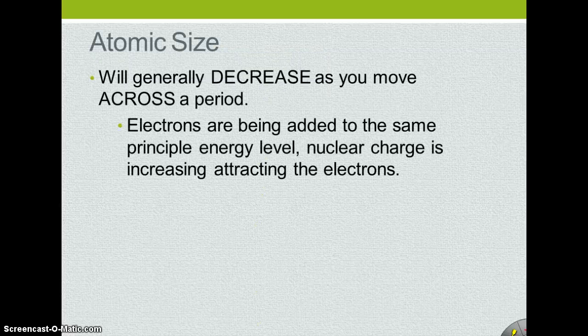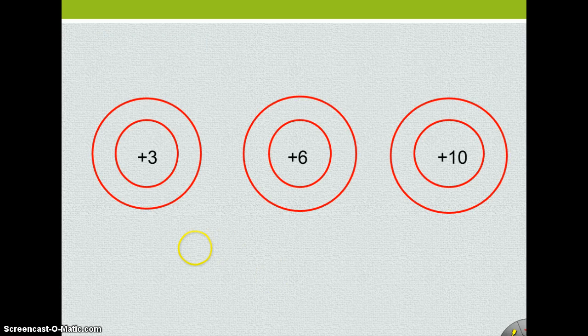Atomic size will generally decrease as you move across a period. That's because we're adding more electrons to the same principal energy level. The nuclear charge is increasing, so it's attracting those electrons. Your nuclear charge is positive, your electrons are negative. Since you're adding them to the same principal energy level, there's going to be an attraction pulling them in closer, causing the radius to decrease.